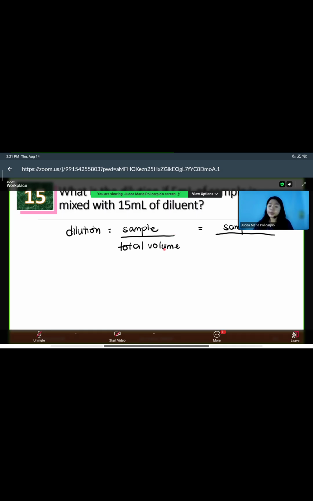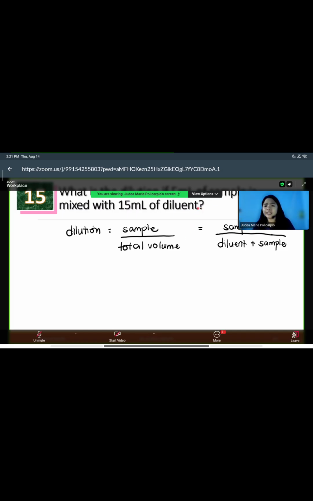Lahat. So, pag sinabing lahat-lahat, hindi lang diluent ang ilalagay nyo sa denominator ha. Please don't forget to add the volume of the sample. Ito yung most common mistake hindi lang ng mga students, pati ng mga medtechs. Okay, mga medtechs, minsan nagkakaroon pa ng problema sa ganito.